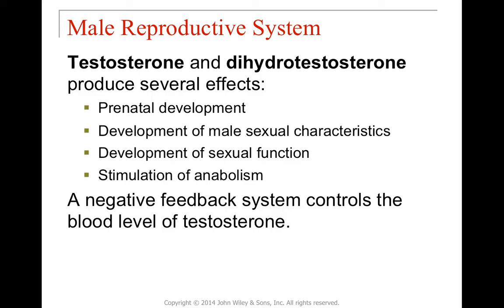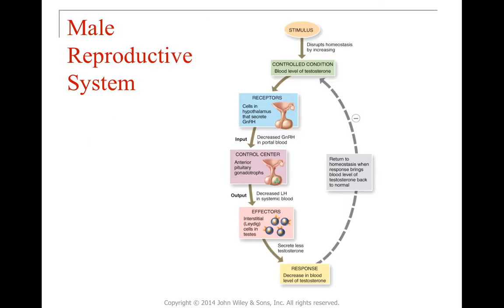Again, that's not surprising because we've seen a lot of these negative feedback loops before, but just to refresh you, we're going to have a homeostatic condition that is disrupted in some way or another by increasing or decreasing whatever that controlled condition is by a stimulus. So in this case, we have a stimulus coming in that is disrupting homeostasis by increasing the blood level of testosterone. So I have a normal homeostatic condition of blood testosterone, and all of a sudden we end up with an increase of our testosterone levels.